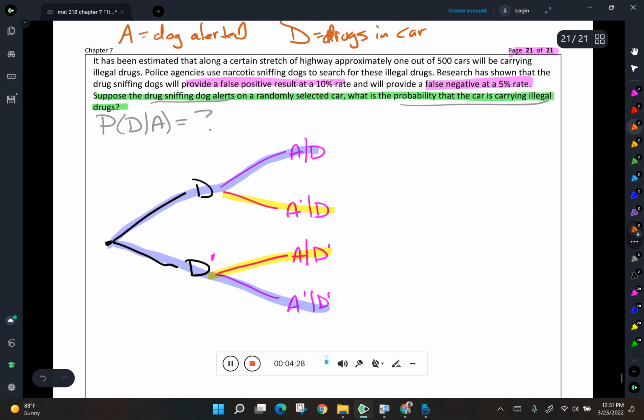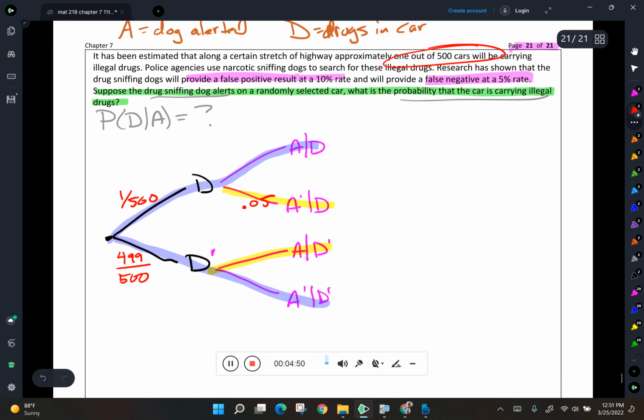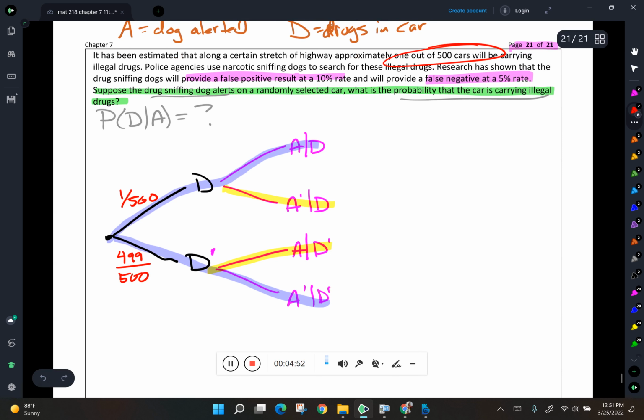All right, let's start putting some probabilities on this. I know that this is 1 out of 500 because it said so in the problem, 1 out of 500 cars, which means this is 499 out of 500. I know that my false negative here is 5%, 0.05. Okay, I'm actually going to rewrite that so I can see it a little better. 0.05, and that makes this a 0.95. Okay? I know that my false positive is at a 10% rate, which means this is a 0.90 or 90%.